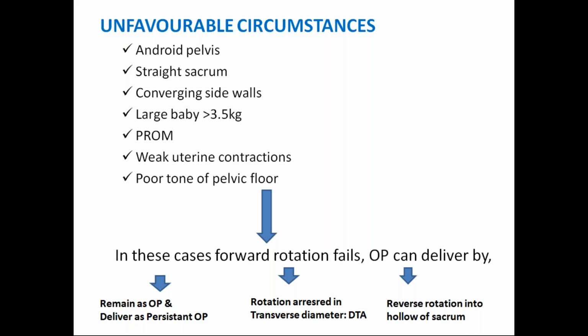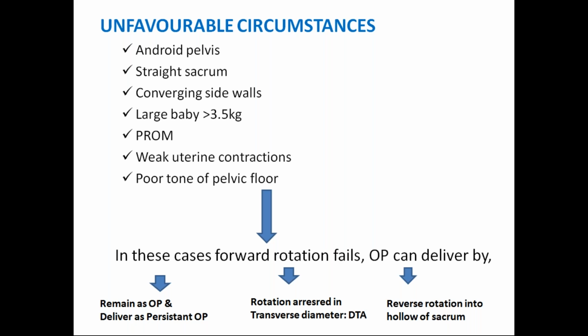In such cases, there is no place for the baby to turn to the forward diameter, and so it gets arrested in the transverse diameter, which is referred to as a deep transverse arrest. So the name itself suggests that the head is arrested in the transverse diameter, and then it is deep in the pelvis. That means where does the internal rotation occur? It occurs at the level of the spines. So that is deep in the pelvis.